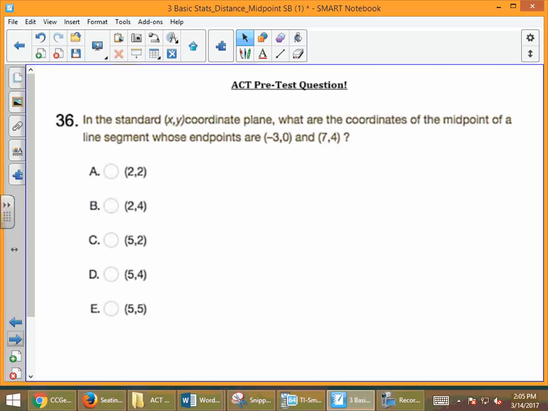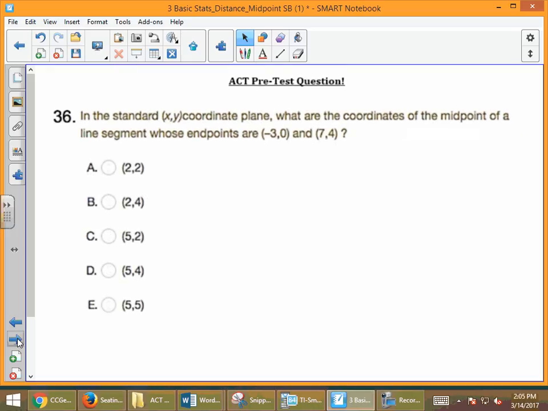So now, we have a pretest question, which is on your pretest. In the standard xy coordinate plane, what are the coordinates of the midpoint of the line segment whose endpoints are -3, 0, and 7, 4? Well, essentially we said when we're finding the midpoint, we're just finding the what? The average. Average of your x's, the average of the y's.